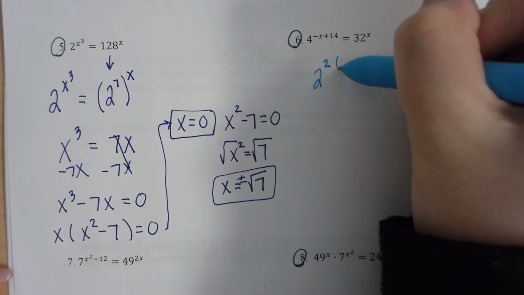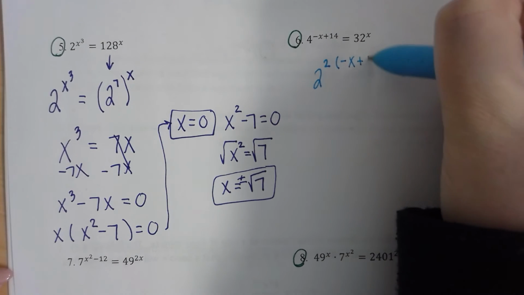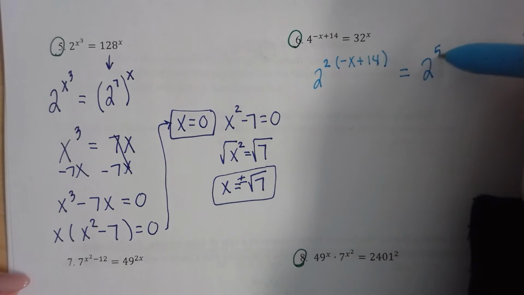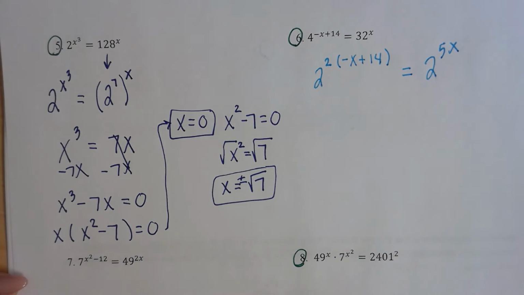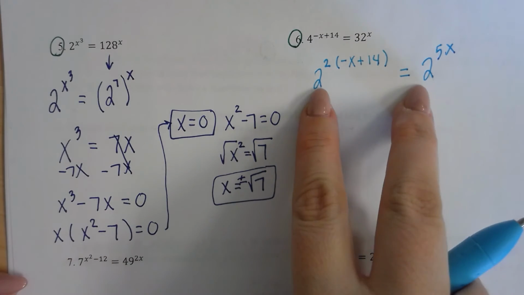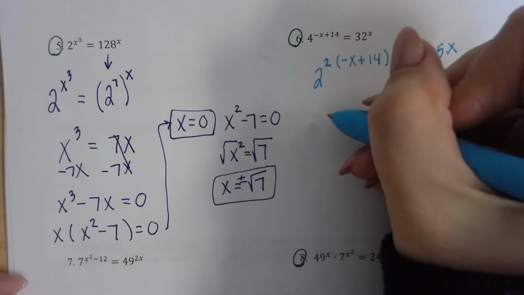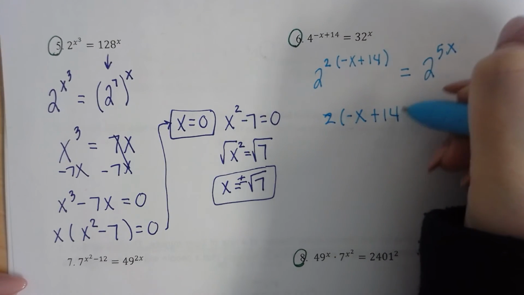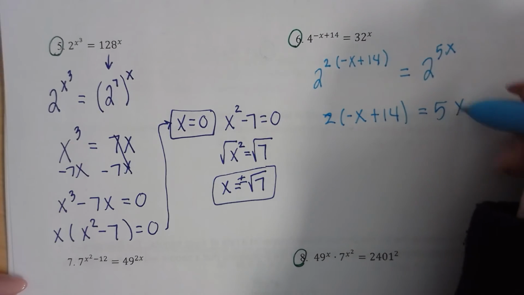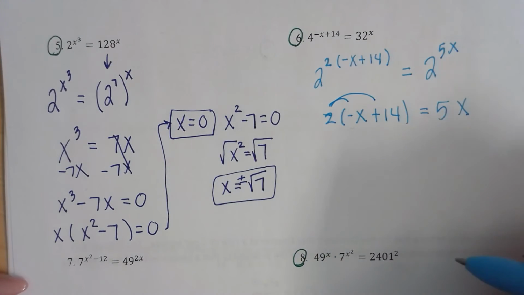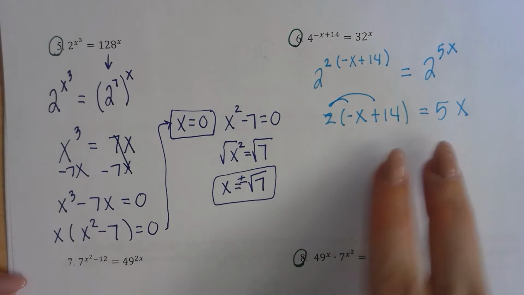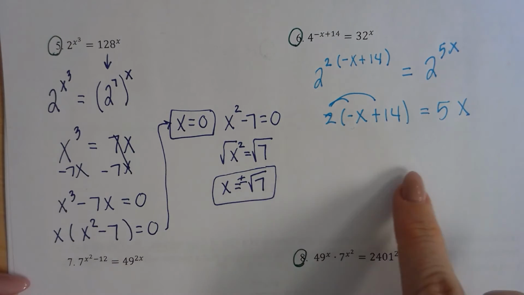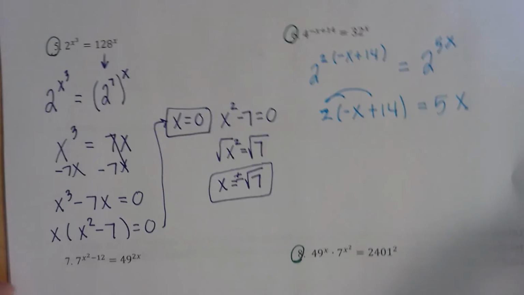And then we still have the negative x plus 14. And then the 32 is going to become 2 to the 5th power, and we still have the x. Now that they are equal, we can say the exponents are equal. So 2 times negative x plus 14 equals 5x. Distribute your 2, combine your like terms, and solve. I'm going to leave that for you to finish. Why don't you pause, finish solving this problem, check your answer on the answer key.